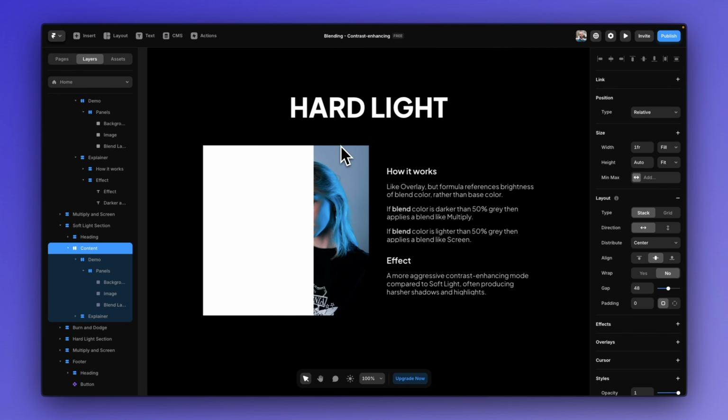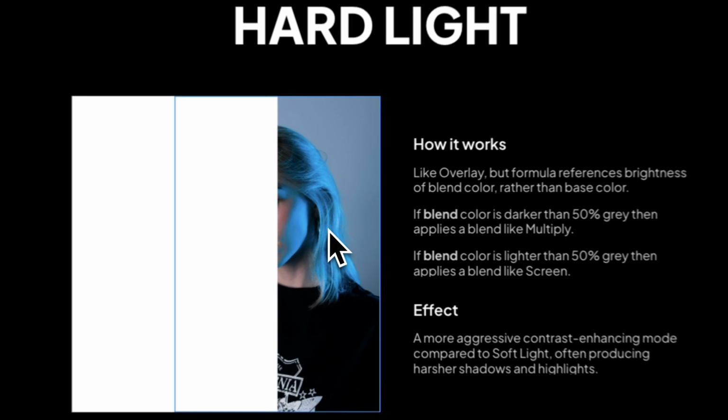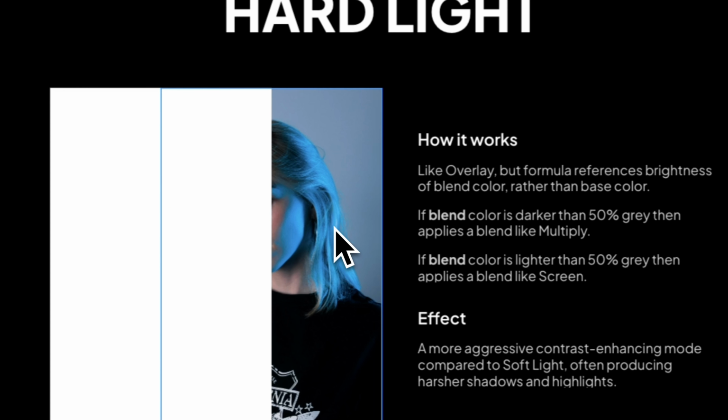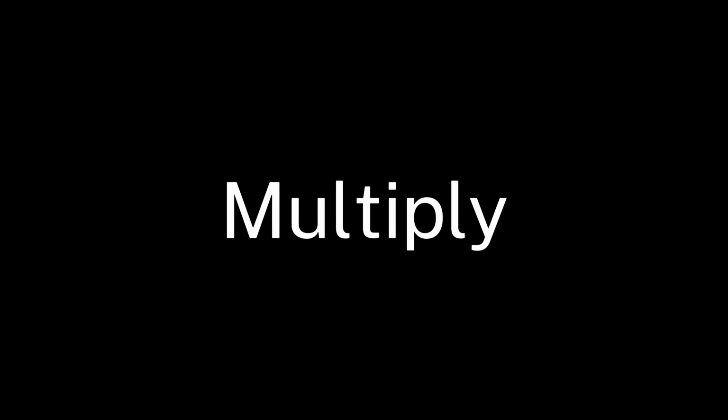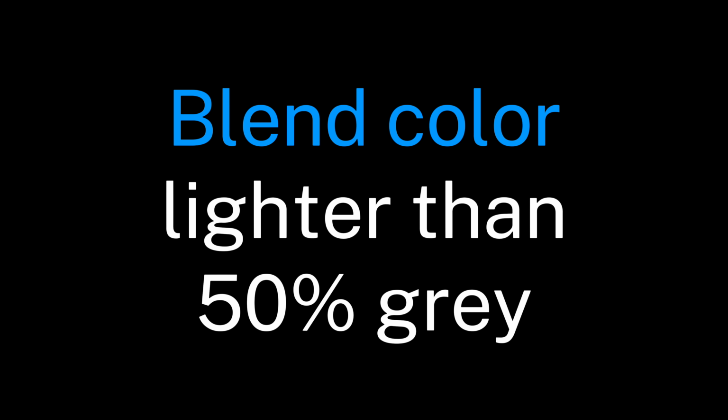Finally, we have hard light. Now, hard light also works in a similar way to overlay, except this time, rather than applying a blend depending on the brightness of the base color, we apply a blend depending on the brightness of the blend color. So if the blend color is darker than 50% gray, then we apply a blend like multiply. If the blend color is lighter than 50% gray, then we apply a blend like screen.